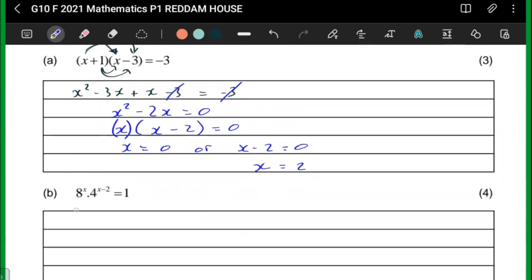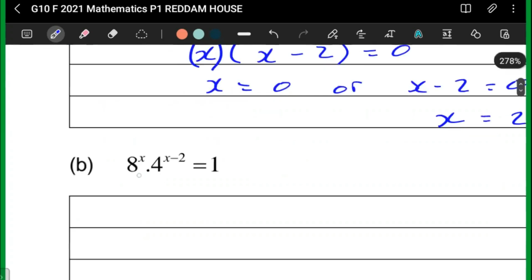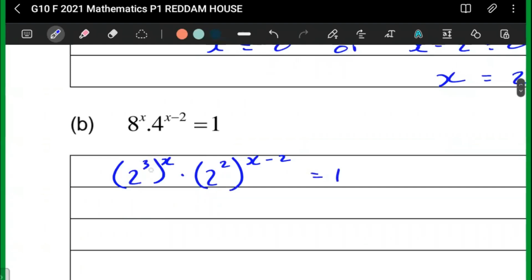Solving for x here, we obviously need to deal with the bases and the exponents. So fortunately, each of these bases can be written in another way. The 8, we can write it as 2 to the power of 3, but the whole thing has to be to the power of x. 4, we can write it as 2 to the power of 2, but the whole thing is to the power of x minus 2. And then 3 times x is 3x as the exponent.